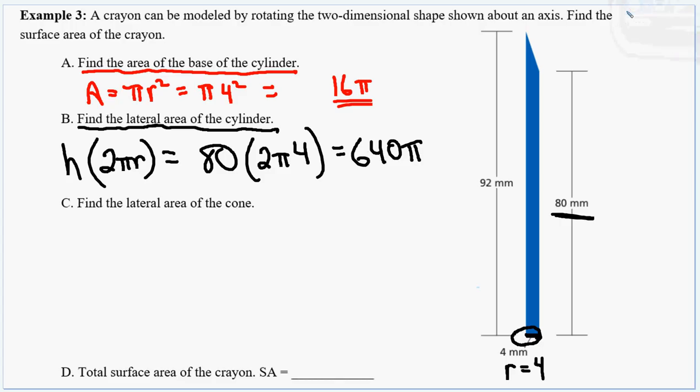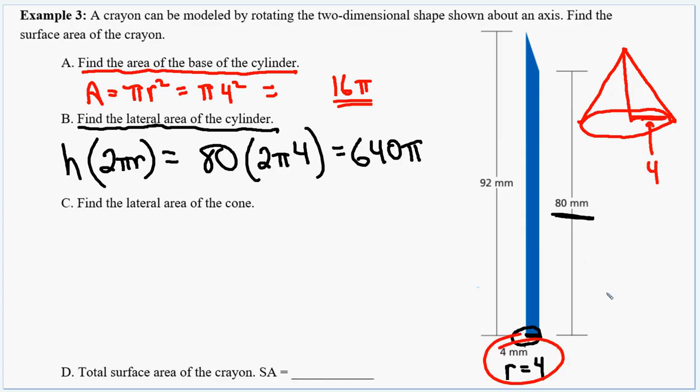Now for part C, the lateral area of a cone, I'm going to sort of draw a zoom in here. You know, up at the top, it looks like this. And then, of course, we rotated it, so we do have a cone. And our radius, we figured out at the very beginning, down here at the bottom is 4, so this radius will also be 4. Now we need the height of this cone in the middle. The overall height is 92. The other height is 80, so we're going to subtract that, and that's going to leave us 12. So we do have a right triangle, and we need to find the hypotenuse c.